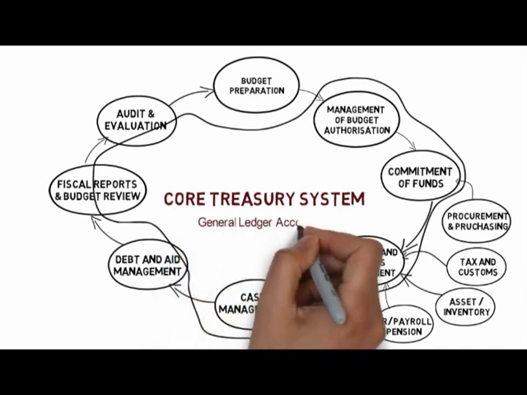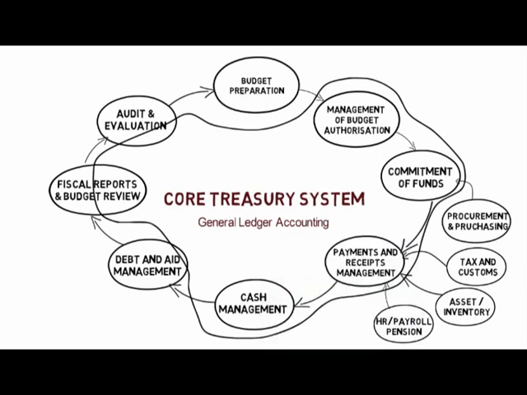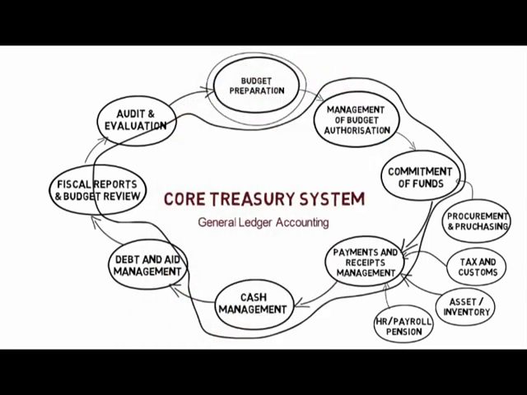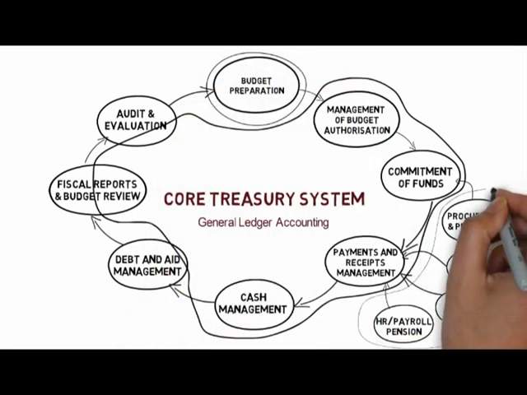There are usually separate systems for procurement, tax and customs, inventory, payroll and pension, and debt management. Those systems are interfaced with GFMIS.